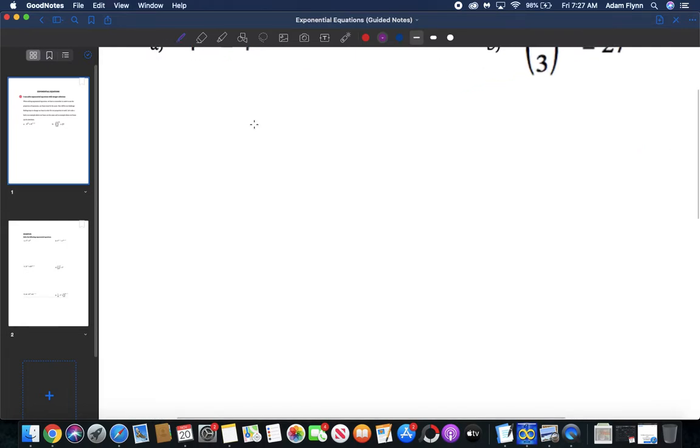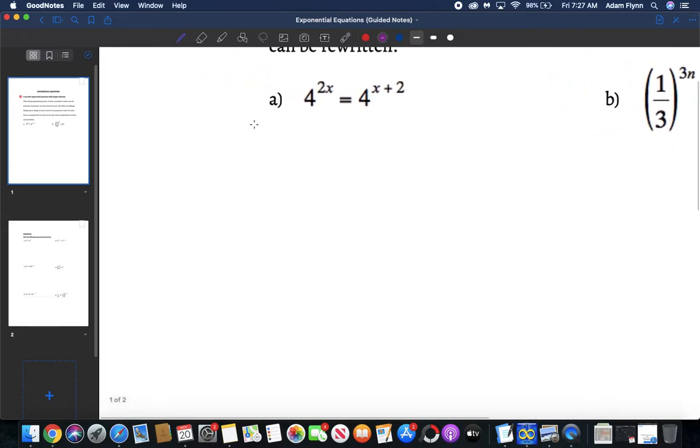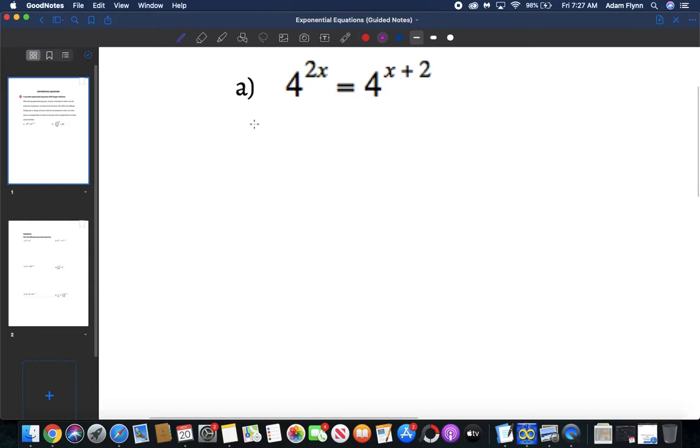we have 4 to the 2x equals 4 to the x plus 2. Okay? First off, I need to evaluate my bases. So if I take a look at my bases, I've got a 4 on the left side and I've got a 4 on the right side. Because this is the case, I can solve this exponential equation. I don't have any extra work. This is already prepared to be solved.